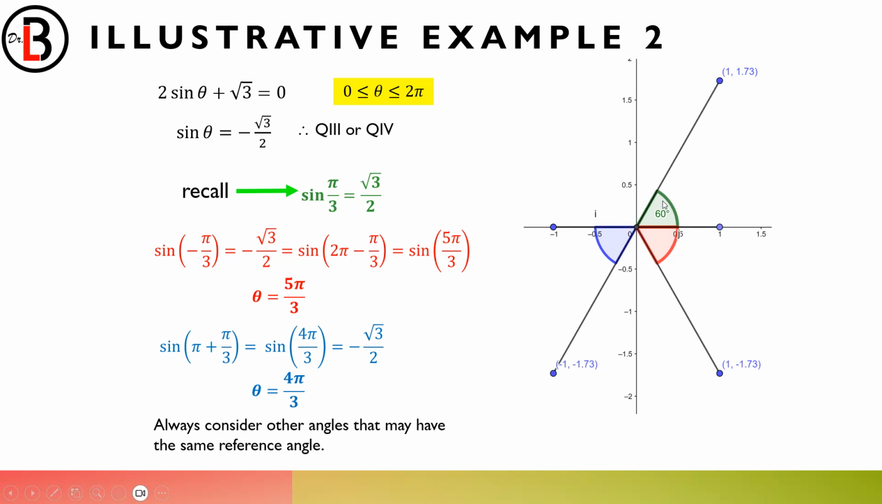So look at this. The green one shows us that this is 60 degrees. However, since I need 60 degrees in quadrants 3 and 4, what is 60 degrees in quadrant 3? It is 180 plus 60, or that's 240. What about 60 degrees in quadrant 4? I can say negative 60, or basically 360 minus 60, so that's 300 degrees. So your answers are 4 pi over 3, the blue one, or 5 pi over 3, the red one.